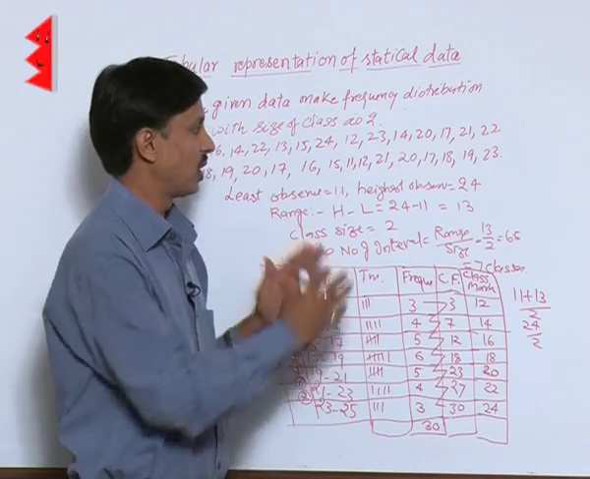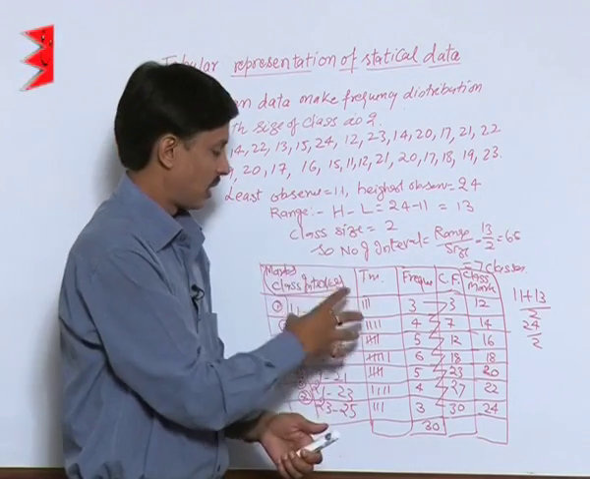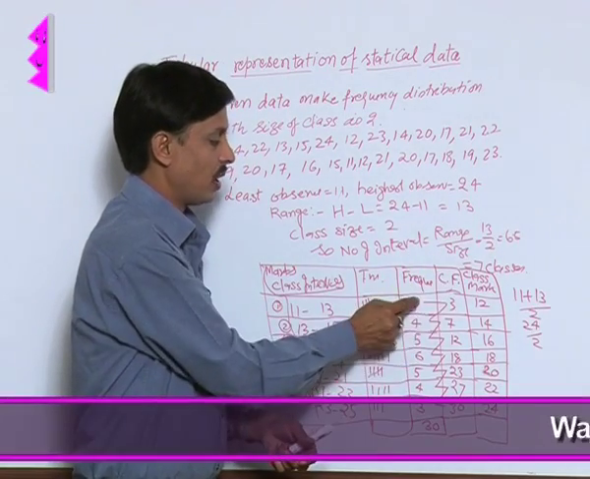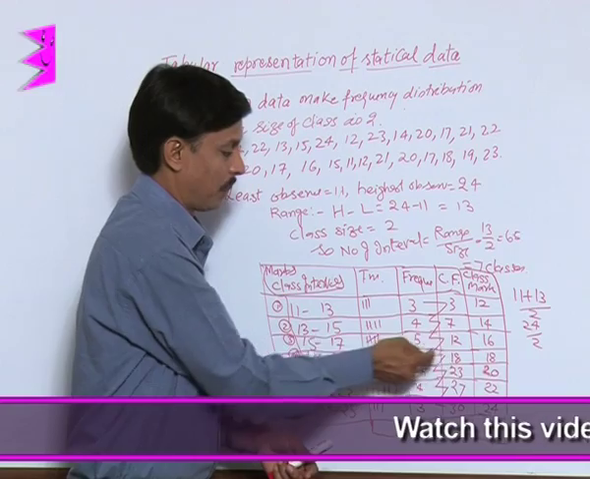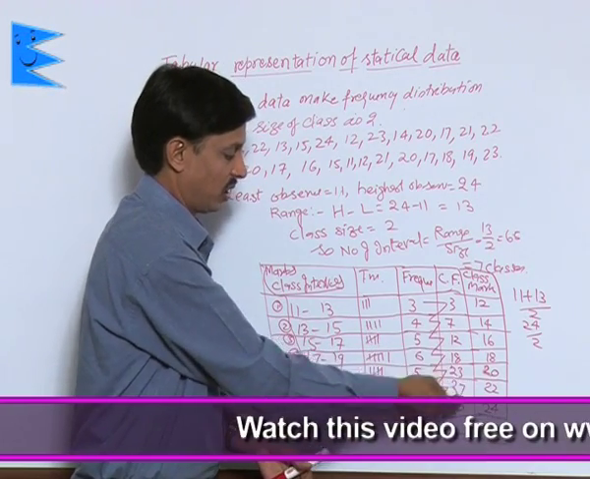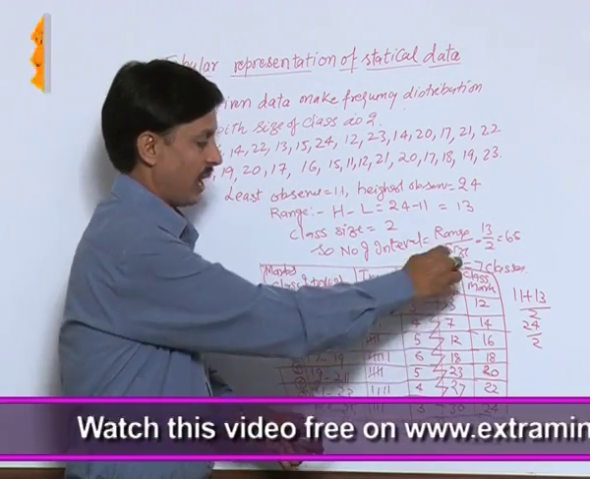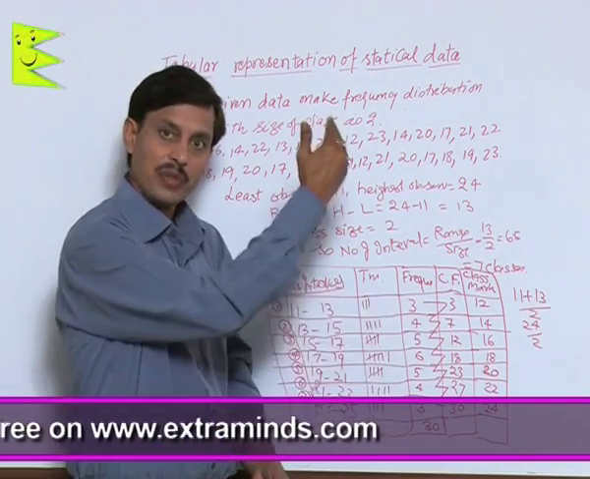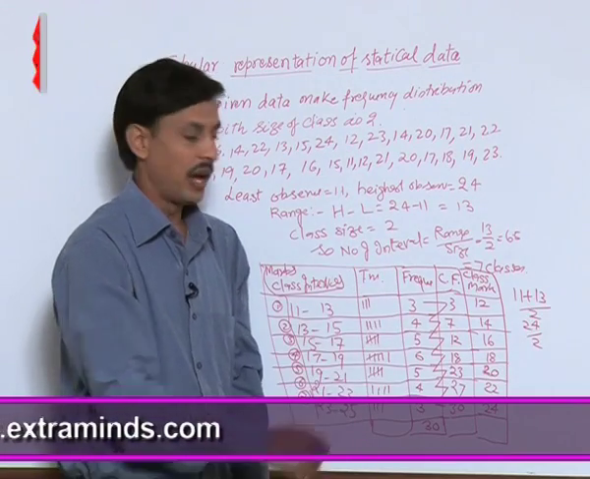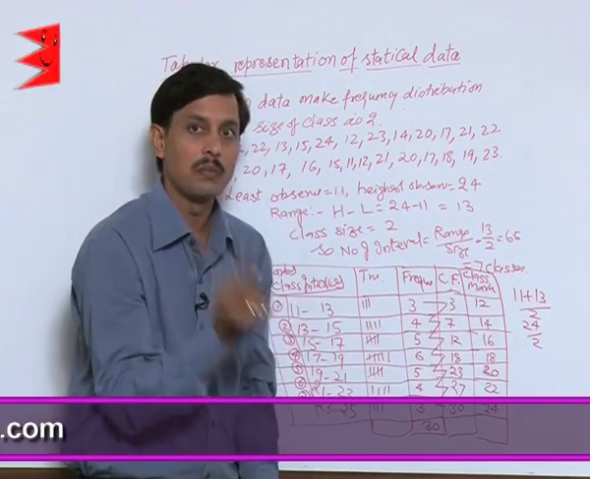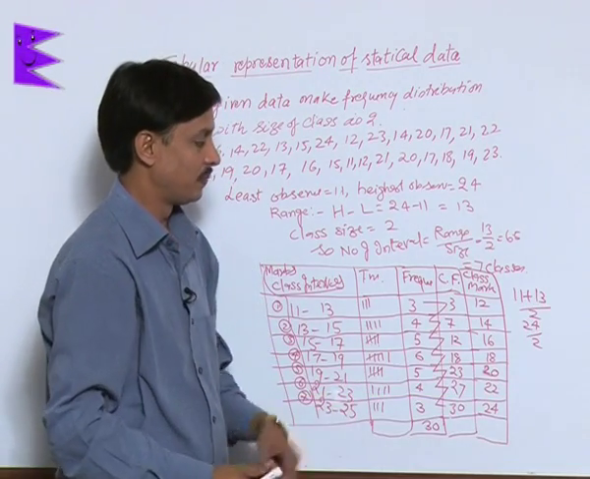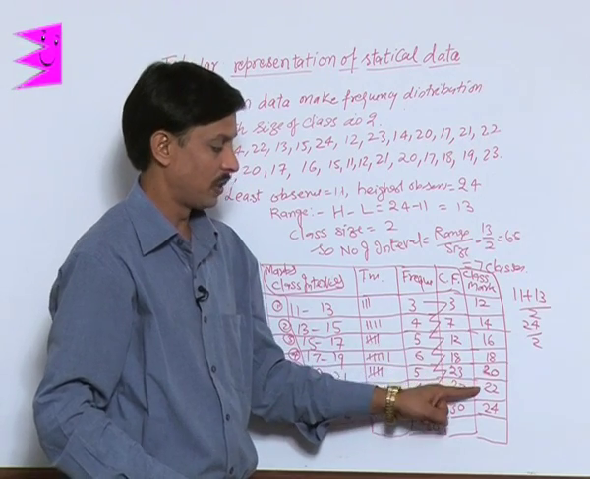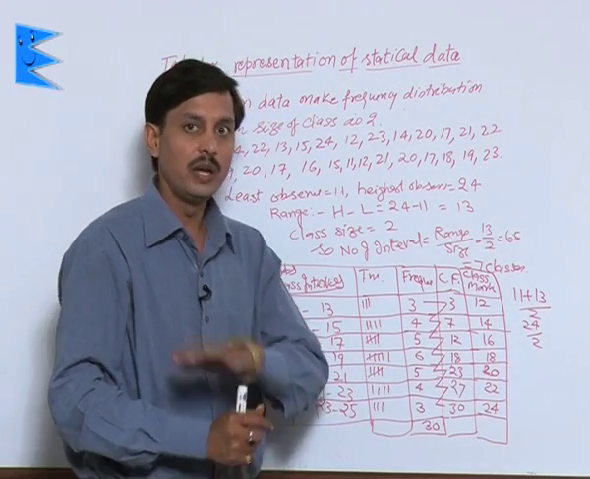This is the distribution of the marks in the classes, tally marks, frequency, cumulative frequency added. First 3 plus 4, 7 plus 5, 12 plus 6, 18 plus 5, 23 plus 4, 27 plus 3, 30. Then the class mark: lower plus upper upon 2. For each different class there are different class marks, and the difference of two successive class marks is known as class size. 12 plus 2, 14, 14 plus 2, 16, 16 plus 2, 18, 18 plus 2, 20, 20 plus 2, 22, and 22 plus 2, 24.